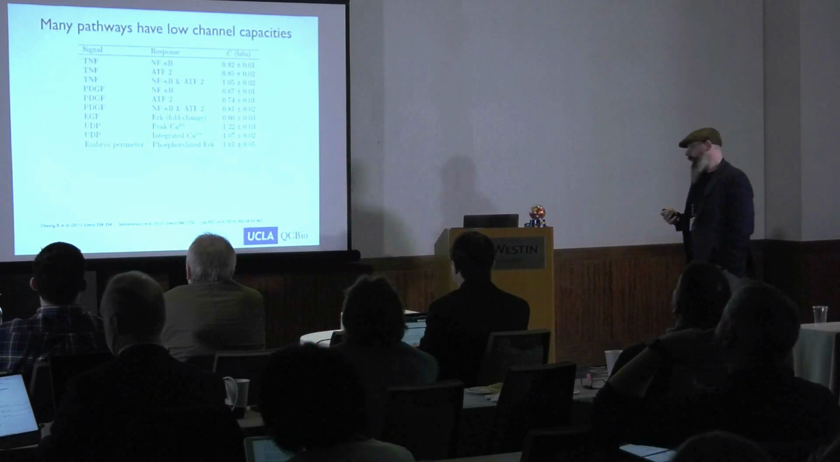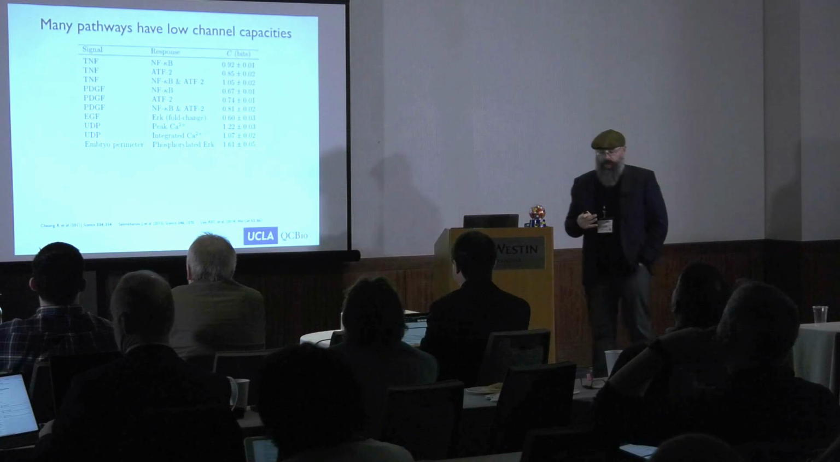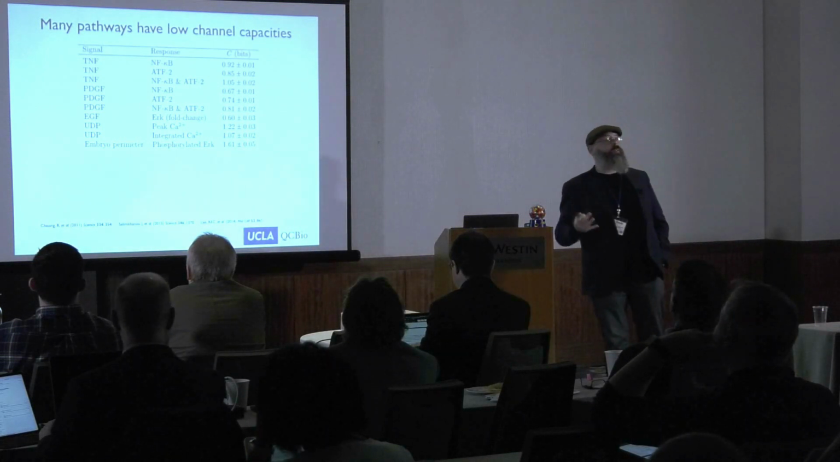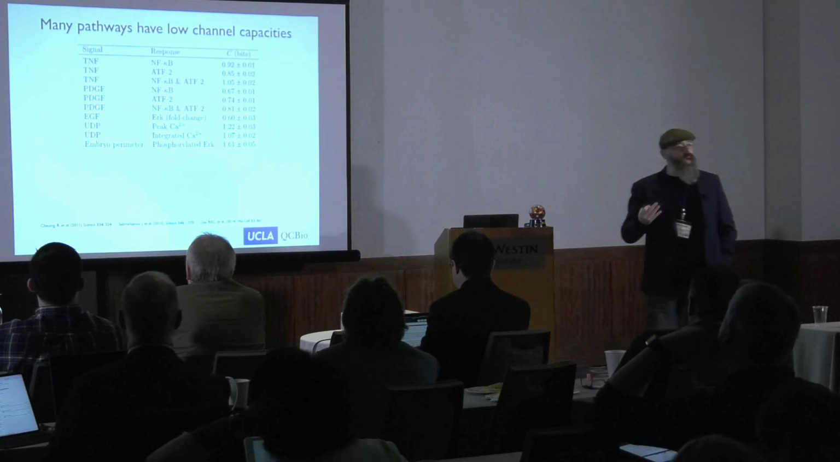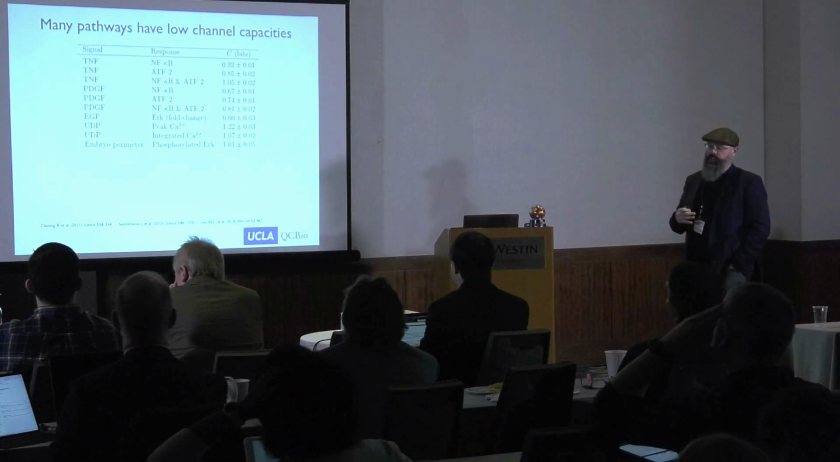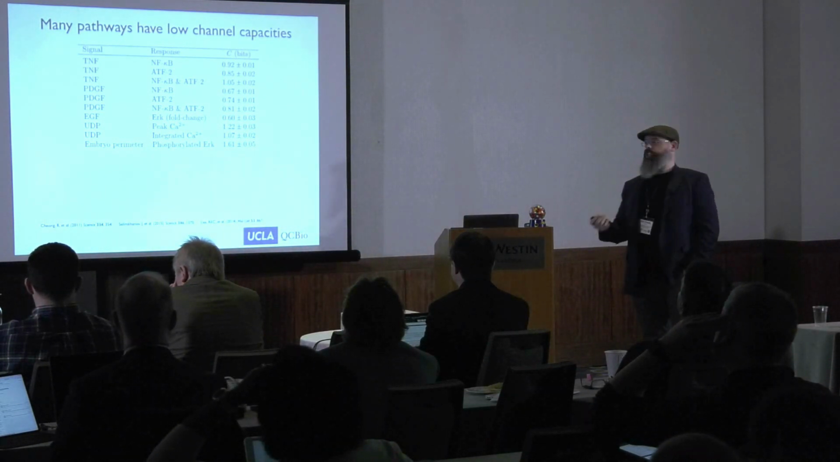Which is surprising, because we expect that these cellular systems have evolved to gain information about the environment. And it turns out that there's a lot of heterogeneity between isogenic cells in these kinds of populations, and that seems to limit their ability to actually do that.